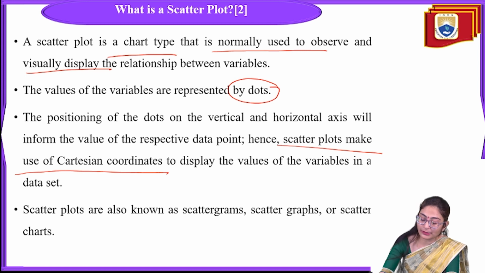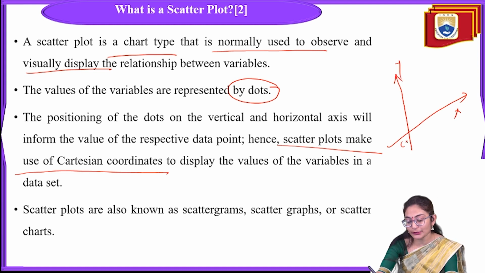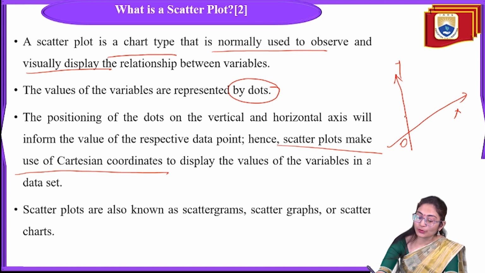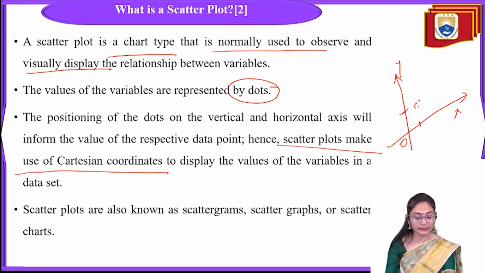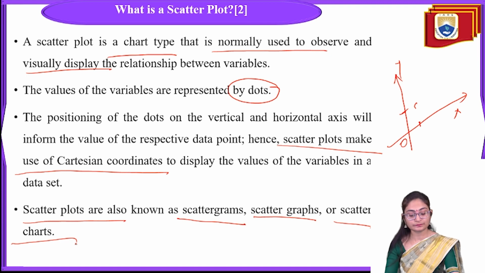So, for example, there are two axes. This is your x-axis and this is your y-axis. This is your origin. Whenever you want to plot a scatter plot, you will observe the values from the x-axis and the values from the y-axis. On that basis, you can position your data and show it. Scatter plots are also known as scattergrams, scatter graphs, or scatter charts.